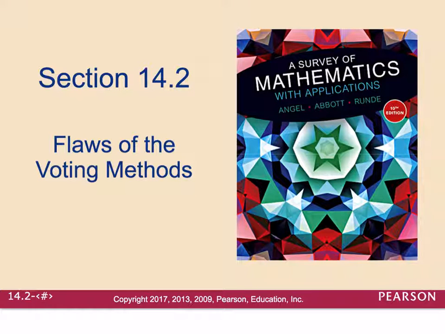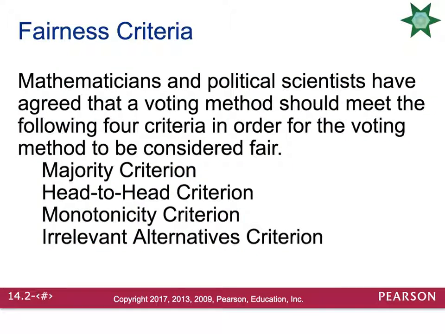Section 14.2 is all about the flaws of the voting methods. Mathematicians and political scientists have agreed that a voting method should meet the following 4 criteria in order for the voting method to be considered fair: the majority criterion, the head-to-head criterion, the monotonicity criterion, and the irrelevant alternatives criterion.